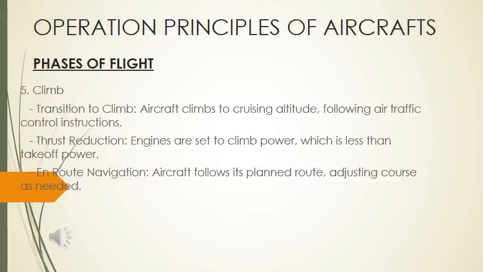After the initial climb, there's the climb. That's number 5. This includes transition to climb, thrust reduction, and en route navigation. The first, transition to climb: the aircraft climbs to cruising altitude following air traffic control instructions. It climbs up to that altitude where it's going to then continue for a while, following instructions from the air traffic control. And then there's thrust reduction.